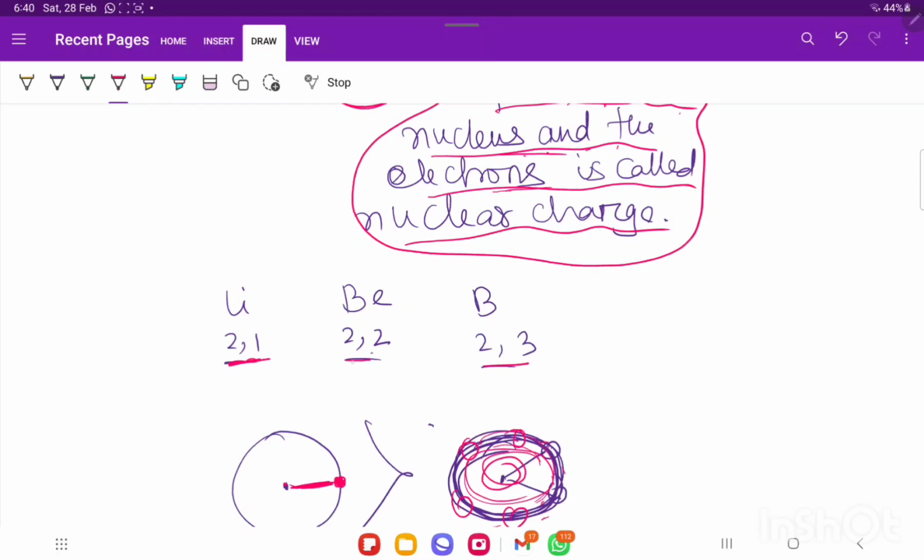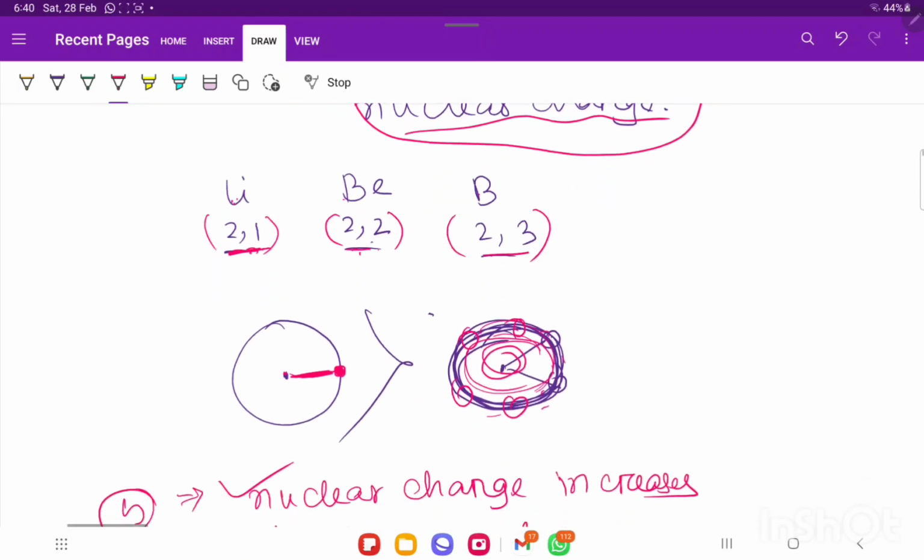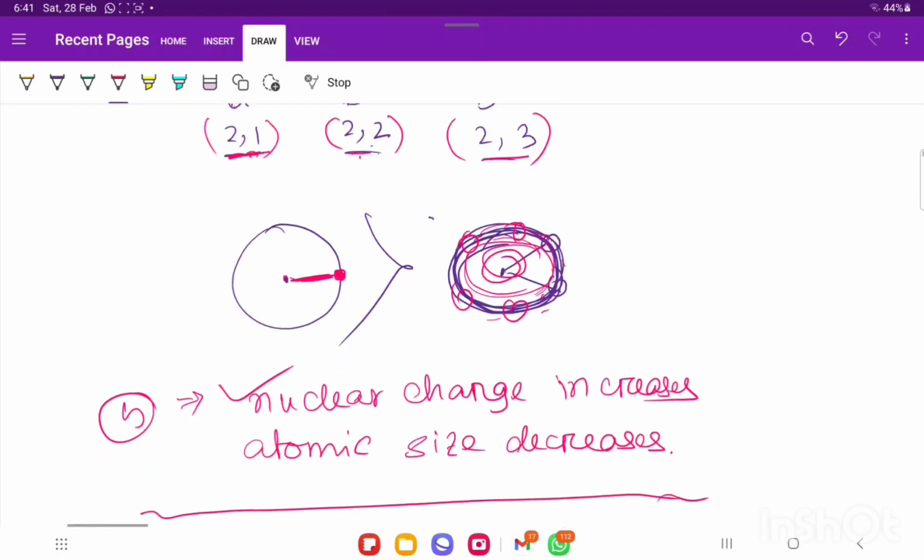That means more and more electrons are added in a period, in the elements here. Let's say lithium, beryllium and boron. Here you can see their electronic configuration changing from 2,1 to 2,2 and 2,3. So more and more electrons are being added, right? What will happen then? The attraction force will be more, so the atomic size will decrease. So if the nuclear charge increases, the atomic size will decrease, right?